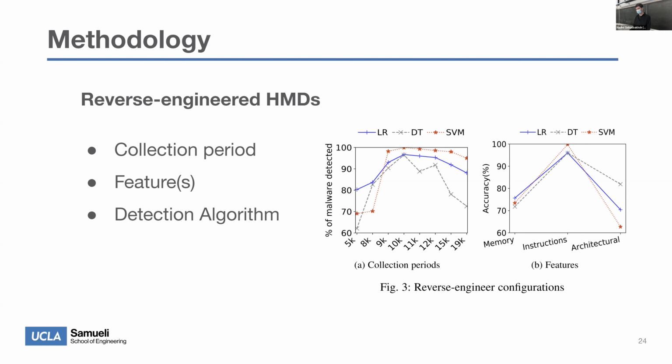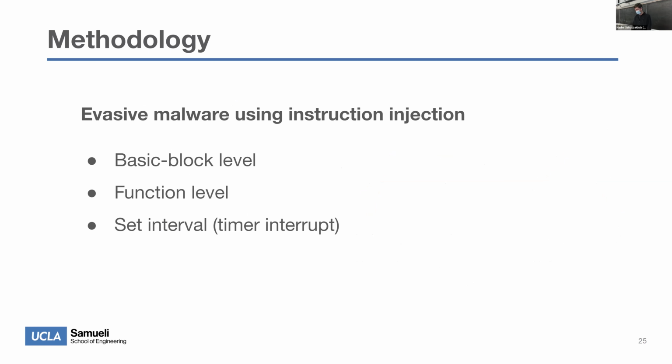And that was shown to have the same collection period and features as the actual HMD that it was trying to replicate. Of the models tested, neural networks were able to best match, or predict, the output of target HMDs. By examining the weights of the reverse engineered model, the attacker can then choose additional instructions to inject, which have the highest effect in causing the malware to be misclassified by the HMD.